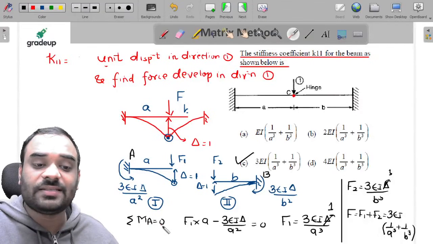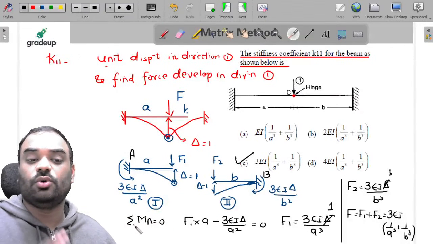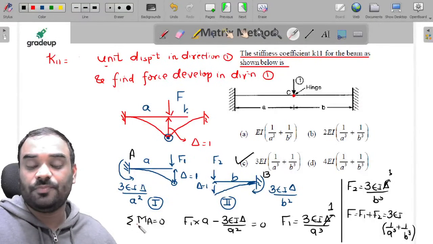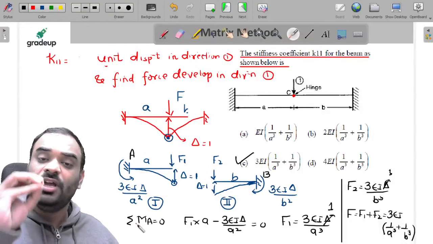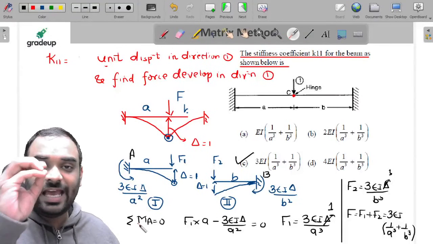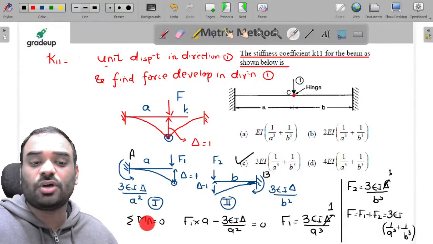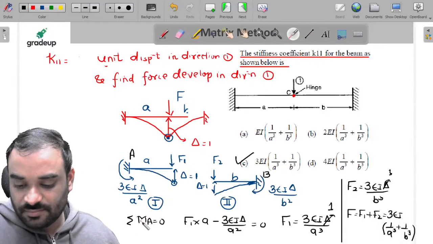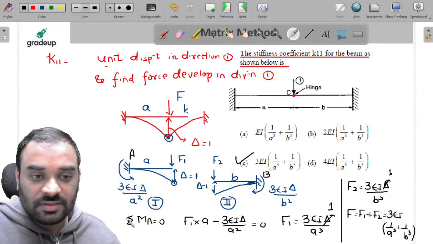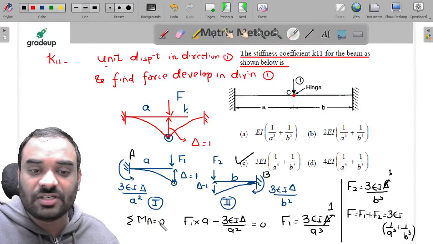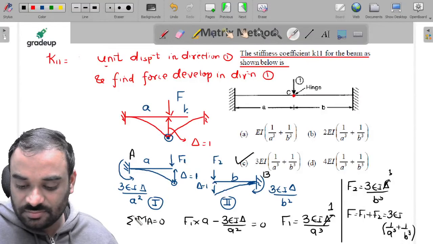Swamijit, we are writing summation moment at A is equal to 0, not moment at A is equal to 0. Listen carefully. We are writing summation moment at A is equal to 0, and it is always applicable in any structure, my dear friends. This is nothing else. This is your static equilibrium equation. This is our static equilibrium equation, guys. Right?